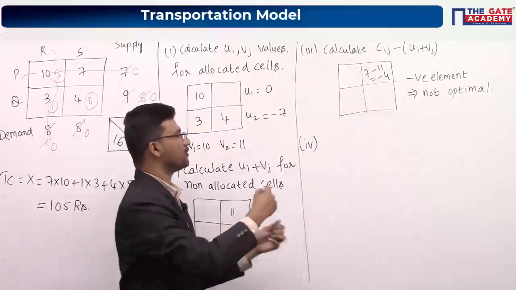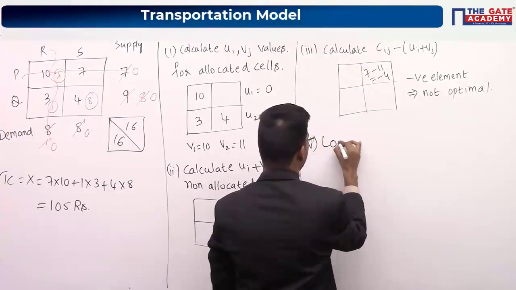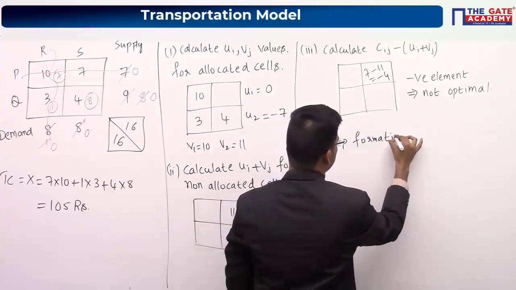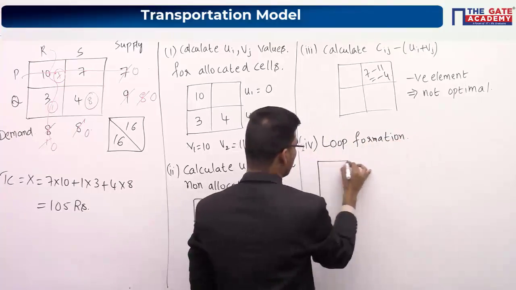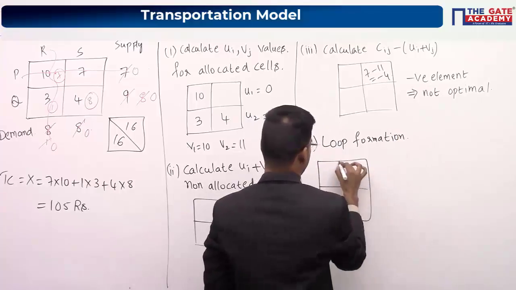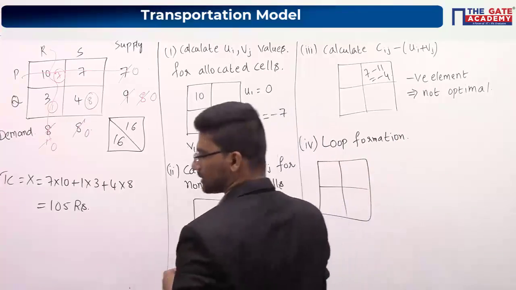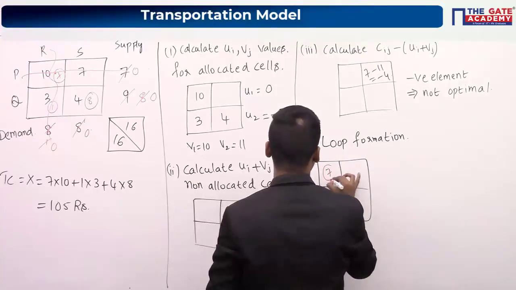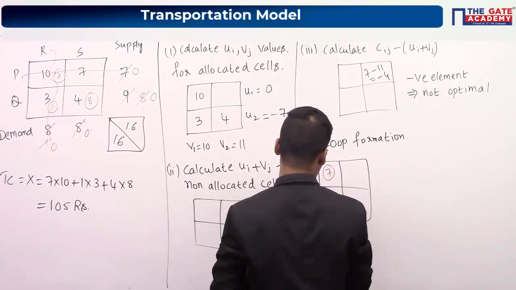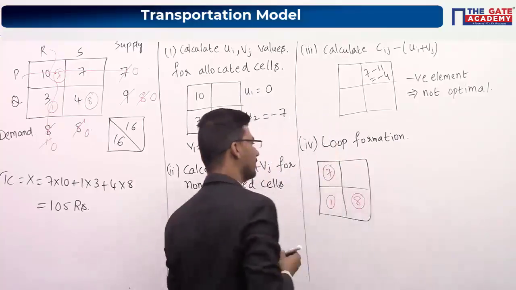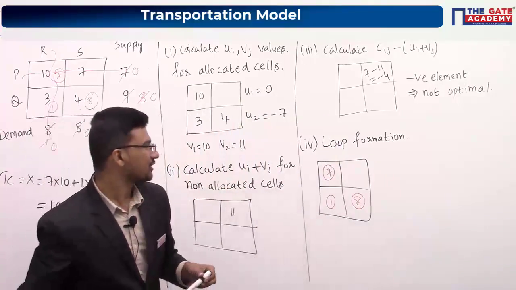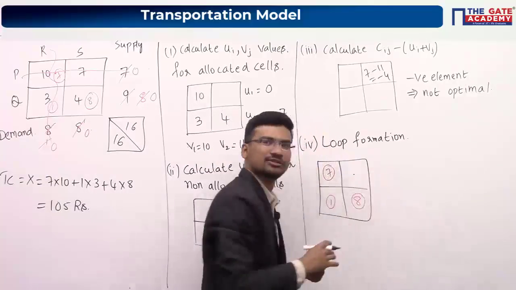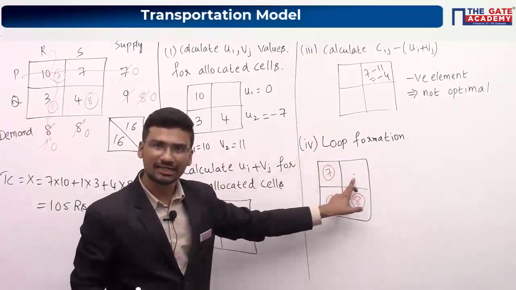What about step number 4? Step number 4 is loop formation. For forming a loop, you have to take the allocated cells first. Allocations, you have to take 7, 1 and 8. These are your allocations. Now what is your negative cell? This is your negative cell. From here you have to start forming a loop.